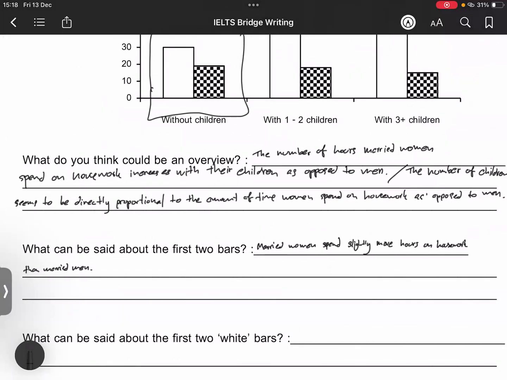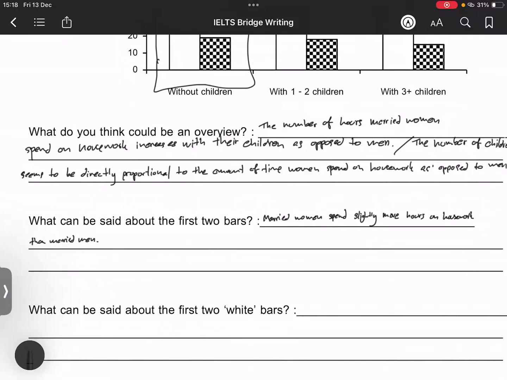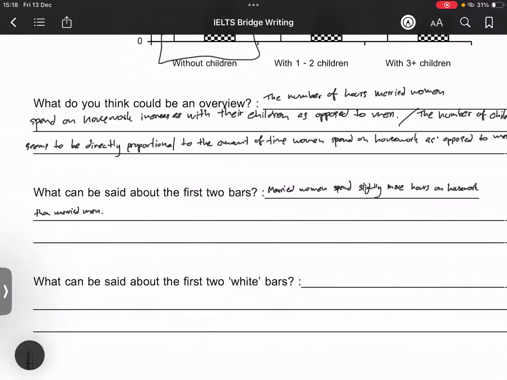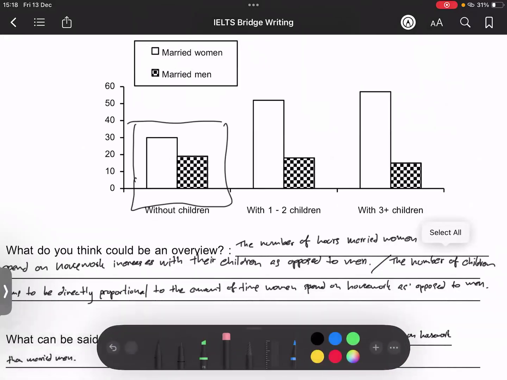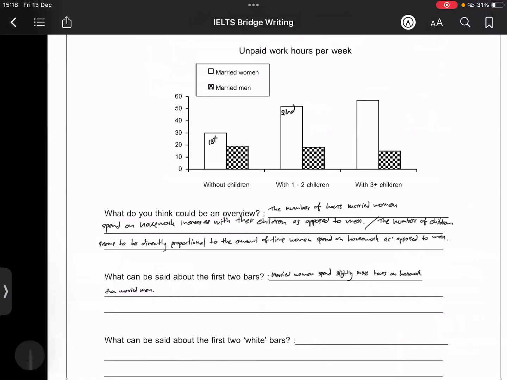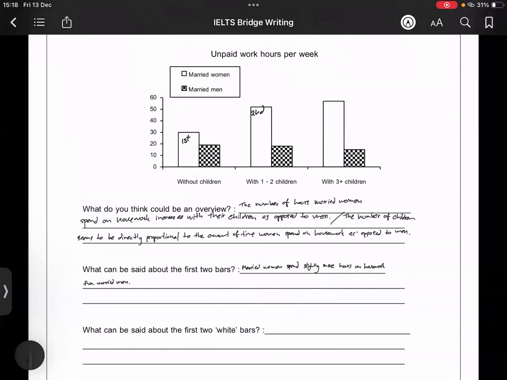Like I said, what can be said about the first two white bars? Okay, so we talk about the first two white bars now. Okay, talk about this white bar and the second white bar. So yeah, the second is much taller than the first. So what does that mean?